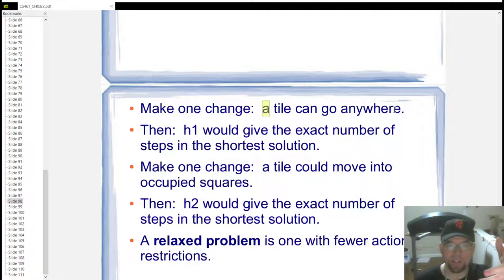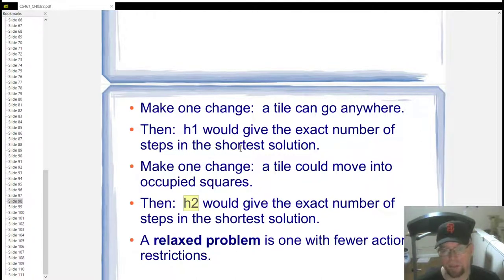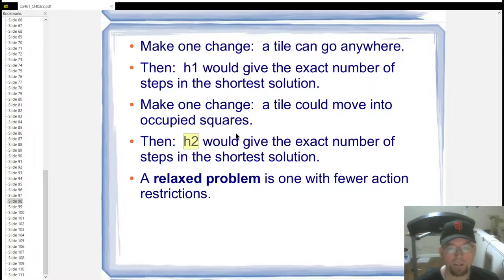Maybe in your heuristic, you say, okay, what happens if we could make a tile jump across a square? Or what if you could have tiles that can move into occupied squares? What if you could have two tiles per square, right? Then you could still have the solution found, but you could potentially find it much faster, right? Because the H1 heuristic would give the exact number of steps in the shortest solution. H2 gives the exact number of steps in the shortest solution, right? So by playing around with that, you get the shortest solution, you get the same answer, right?